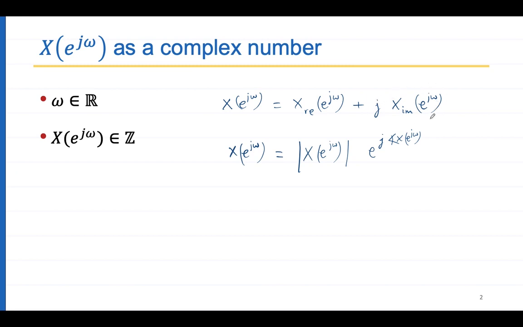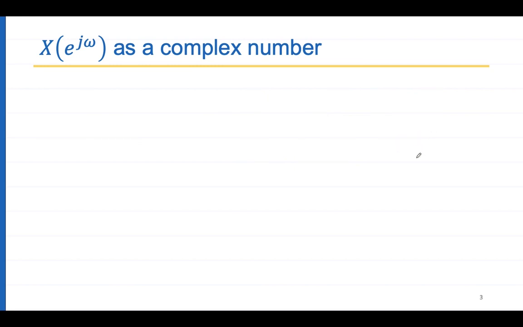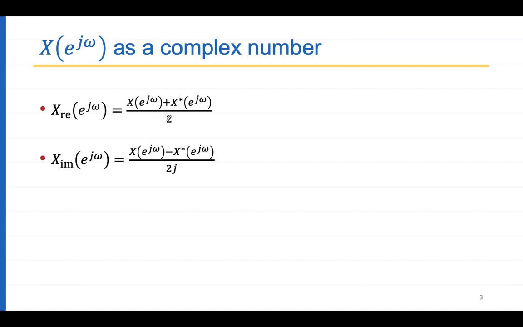Another representation for X(e^{jω}) is the magnitude times the phase, basically e^{jθ}, where θ is the phase of X(e^{jω}), right? And the normal relations of complex numbers also apply. For example, the real part is given by the complex number plus the conjugate divided by 2. The imaginary part is given by the complex number minus the conjugate divided by 2j. These are normal properties of complex numbers which you are all very much familiar with.